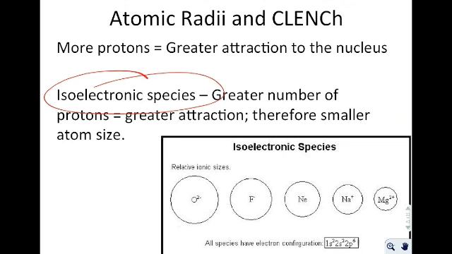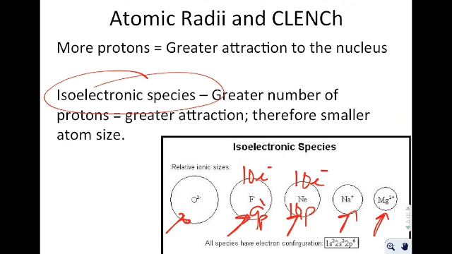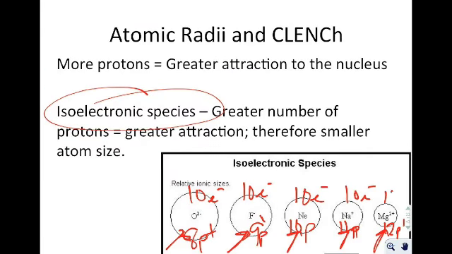Okay, and so here's the example that we have here. The example is O2 minus, F minus, neon, Na plus, and Mg2 plus. Those are isoelectronic species because they all contain the same number of electrons. Neon has 10 electrons and 10 protons. Okay, fluorine has 9 protons and 10 electrons because it's F minus. O2 minus has 10 electrons and 8 protons. Sodium has 10 electrons and it has 11 protons. Magnesium has 12 protons and once again it has 10 electrons.